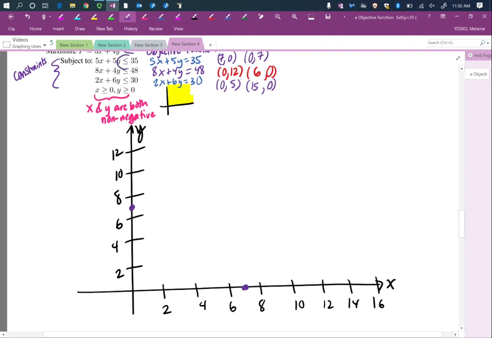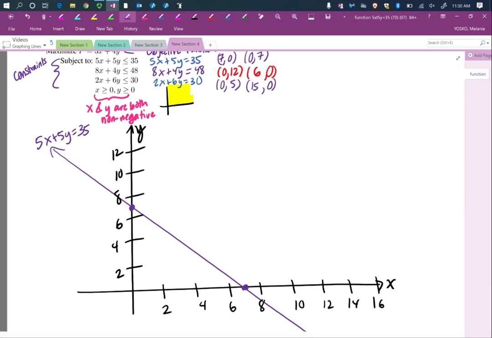Notice this inequality right here has an equal sign. So we're going to use a solid line. And we label our line 5x plus 5y equals 35. We use an equals because we're labeling the line. We will get to the inequality part when we actually do the shading, but for now we're graphing the line.